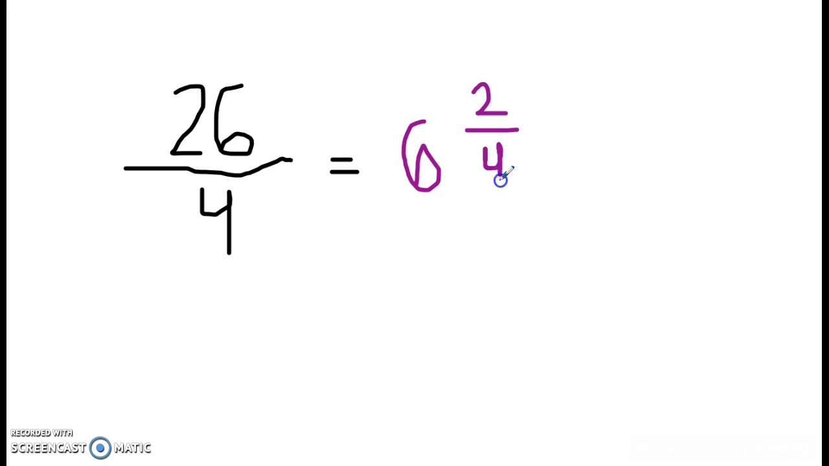You keep the denominator, so it's 6 and 2 fourths, which is the same thing as 6 and 1/2. So 26 fourths changed to a mixed number is 6 and 2 fourths.